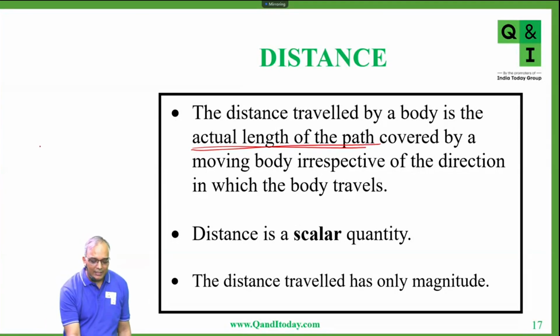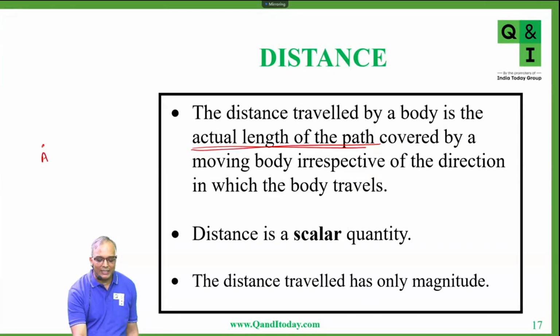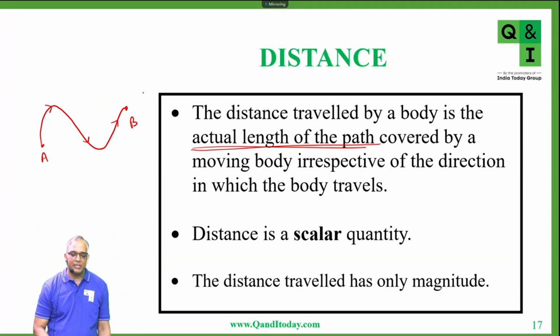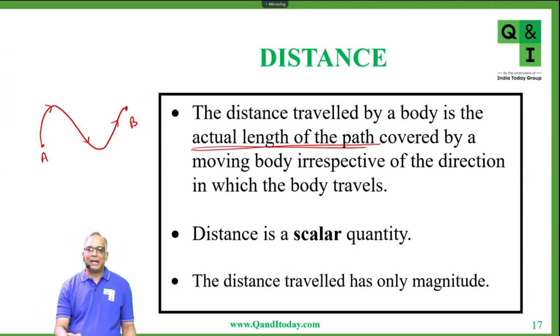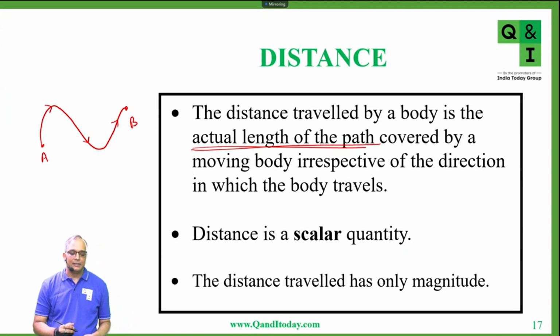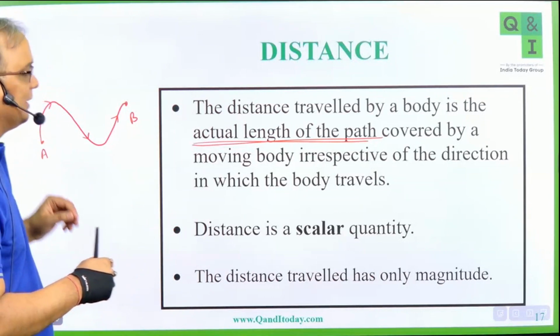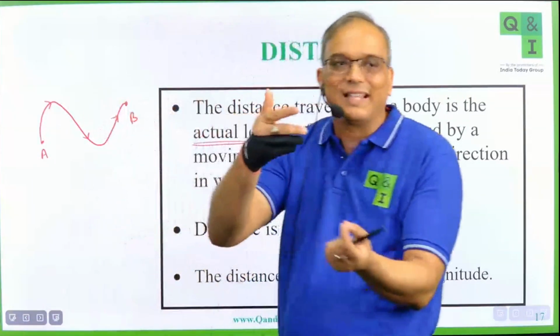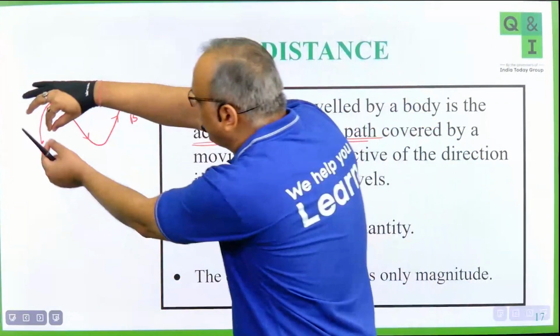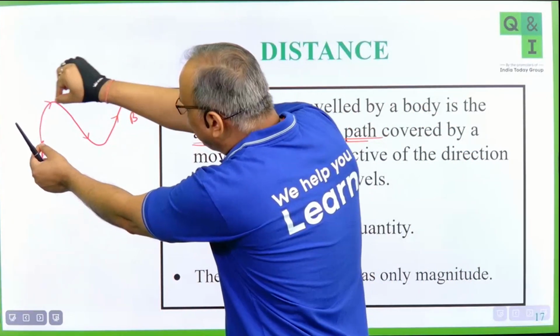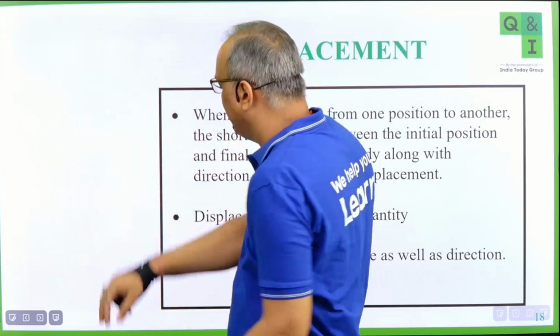For example, the body is, let's say, starting from A and it has to reach B. And let's say this is the path which the body takes to move from A to B. How do you measure the length of this path? I'll tell you. What we generally do is use a thread. I'll put the thread along the path from A to B.